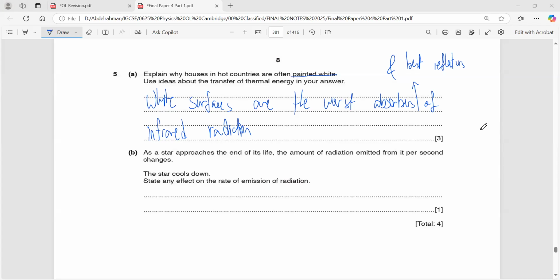Make sure that you know the difference between absorber and emitter. When should I say an absorber and when should you say an emitter? Okay, so for this case, you have to say that the white surfaces are the worst absorbers of infrared radiation. They decrease the amount of infrared radiation absorbed by the house.